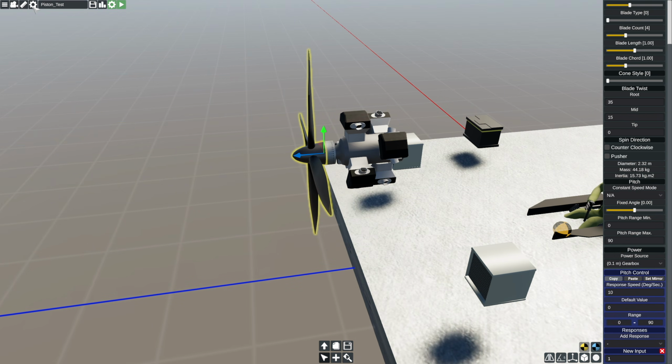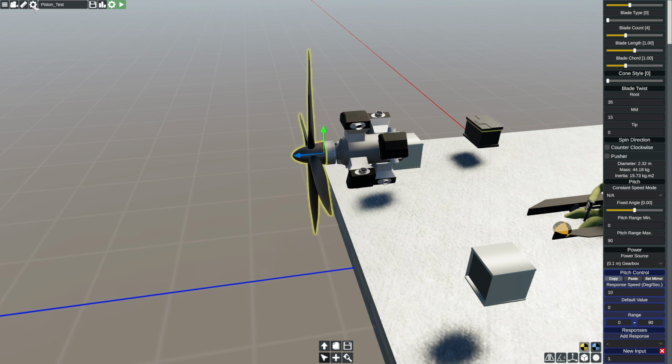There are different constant speed modes the propeller can be set to so that it doesn't spin too fast or too slow. To maintain RPM in these modes, the propeller adjusts its blade pitch automatically. I'll get to these in a moment, but first I'll cover the two other pitch control modes.